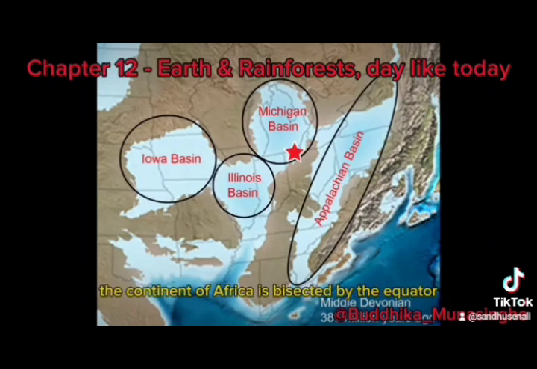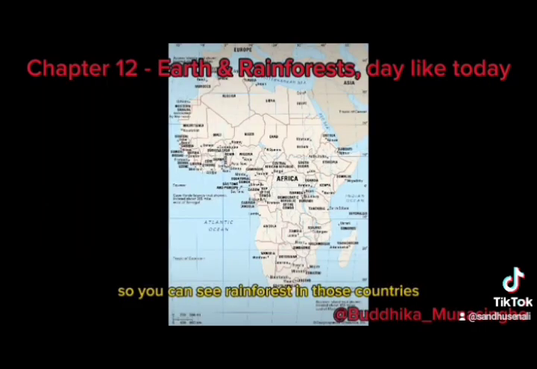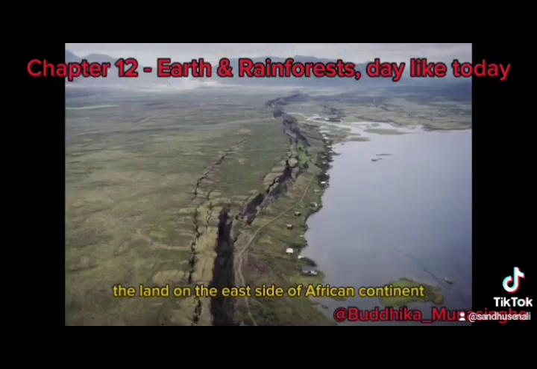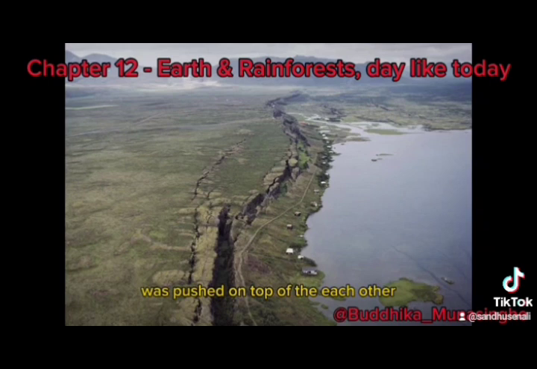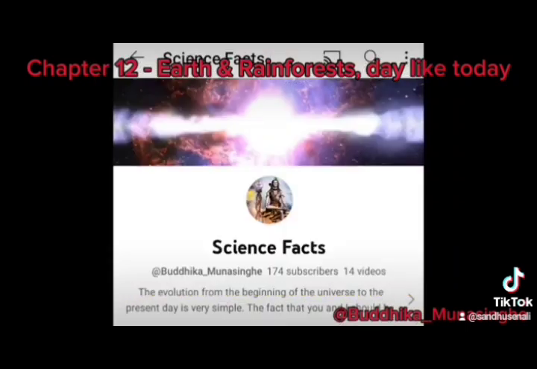So the biodiversity of those environments also increased. The continent of Africa is bisected by the equator. African countries such as Gabon, Kenya, Congo travel through the equator, so you can see rainforest in those countries. During this time, the land on the east side of the African continent was pushed on top of each other and a new mountain range was created. It became the East Africa Great Rift Valley. Sri Lanka is located north of the equator. Therefore, the rainforest of Sri Lanka can be found close to the southern and central regions.